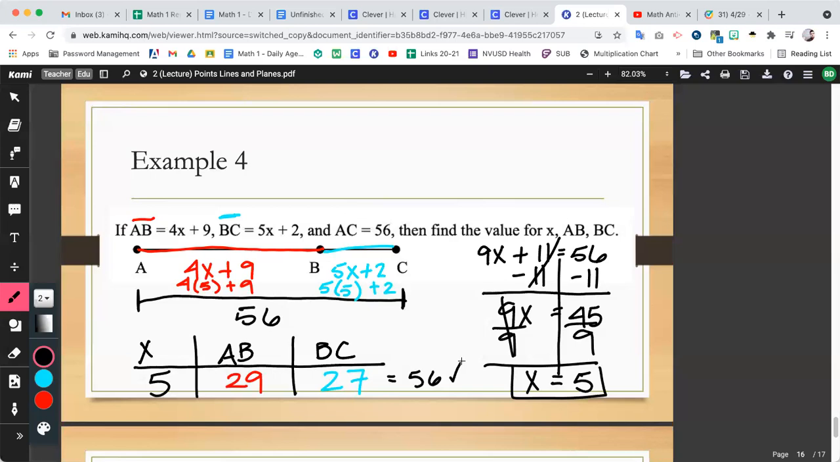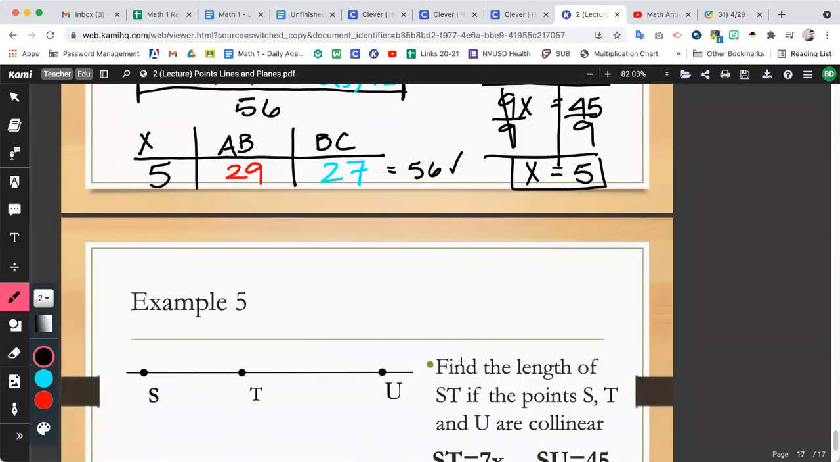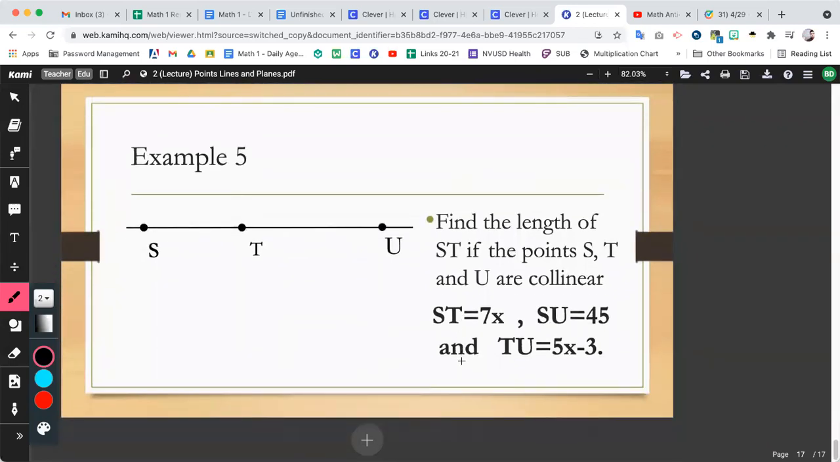Okay, last one, and this one, we're going to step it back a little bit. I want you to help me through this. Okay, so we're going to annotate our picture. You're going to help me set up the equation and solve. You've seen a couple examples now, so you guys should be able to do this. Okay, looking at our line segment, S to U. So we have ST, TU, and SU. Find the length of ST. That's very important. We are looking for ST.